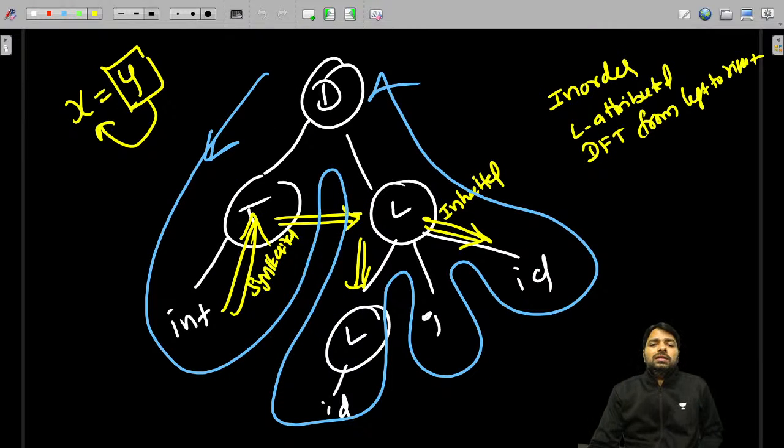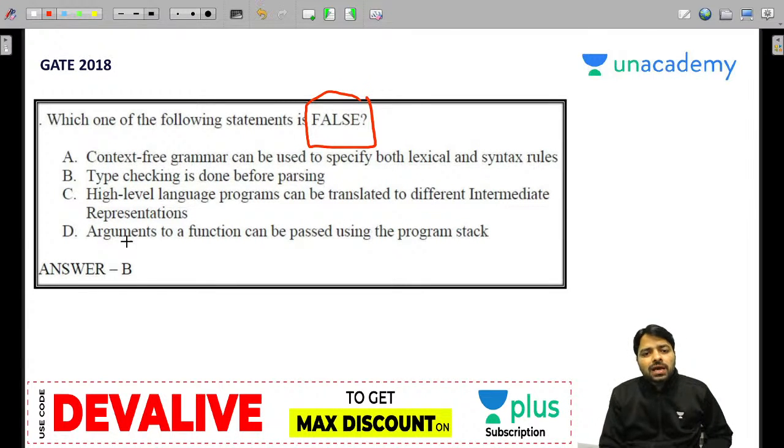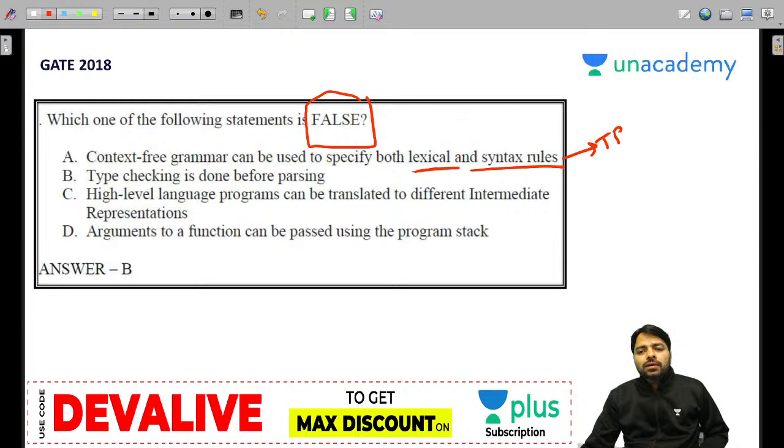Okay. Just for intuition. Now 2018. These are the new questions. You should not ignore them, because in future they might make the questions based on these concepts again. Which of the following is false? Context-free grammar can be used to specify both lexical and syntax rules. True or false? True. Why? Because lexical just needs a regular grammar. Regular grammar is already context-free grammar, and for this we need context-free grammar.